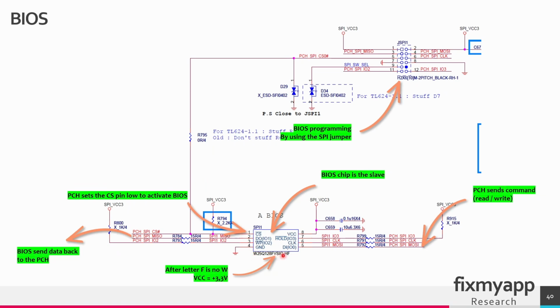And when you look at the part number, there's a little trick. If there is no W after the F letter, then you can conclude that this BIOS chip uses 3.3 volts to operate. When you want to flash firmware to this BIOS chip, there are two options. You can desolder this chip and flash it on a firmware flasher. And you can also program it in circuit with these jumpers. All the signal lines of these jumpers will go to the BIOS chip. So then you can program it in circuit without removing this BIOS chip.